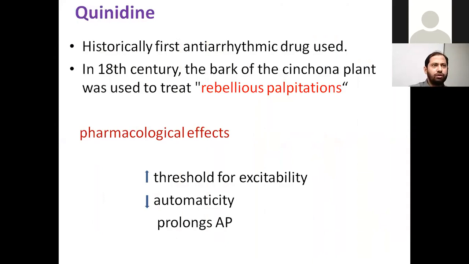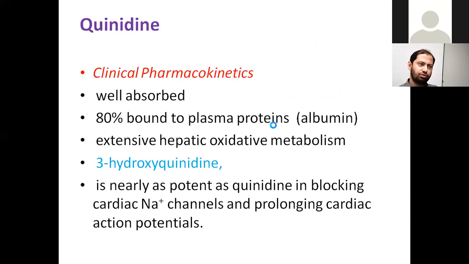If we talk about the pharmacological effects of quinidine, it will be increasing the threshold for excitability, decreasing the automaticity, and prolonging the action potential. Quinidine is the first antiarrhythmic drug that was used, and it was derived from the bark of the cinchona plant, as well as it was used to treat palpitations also.